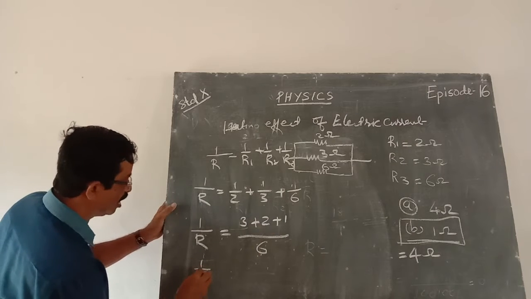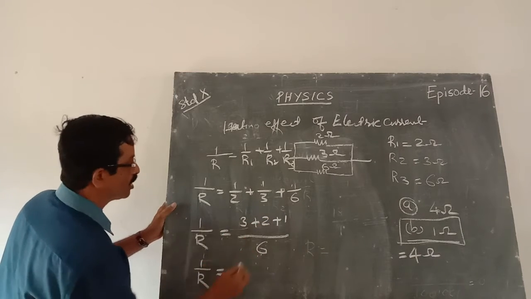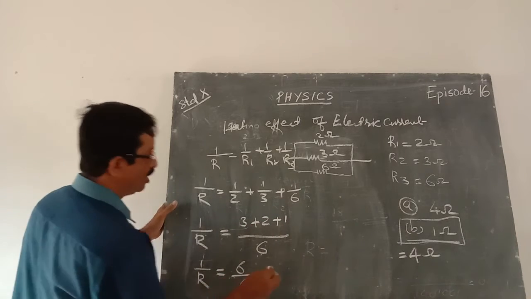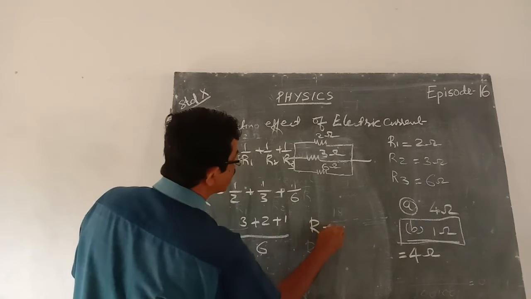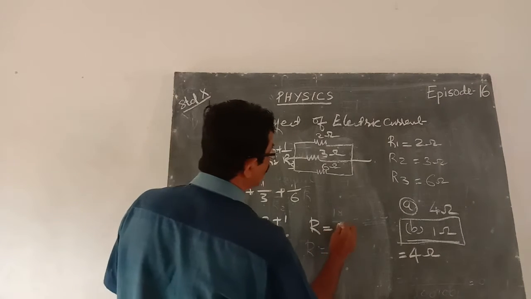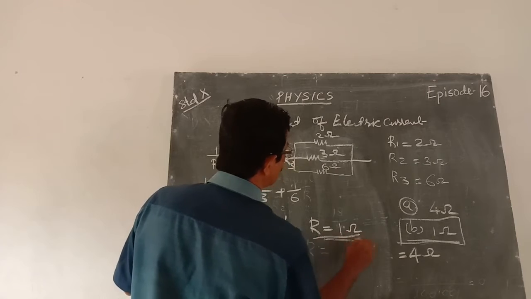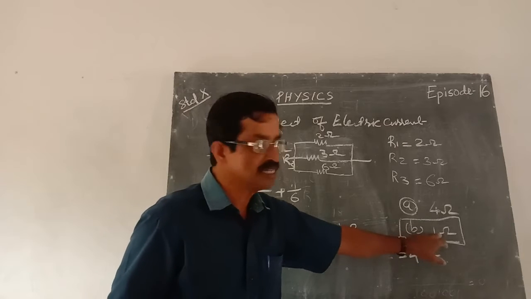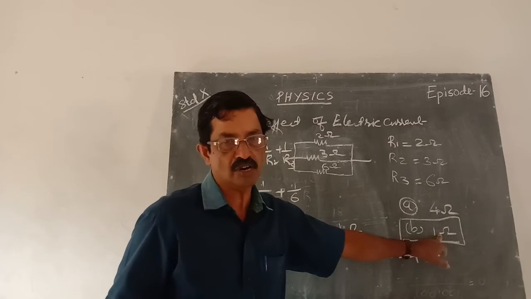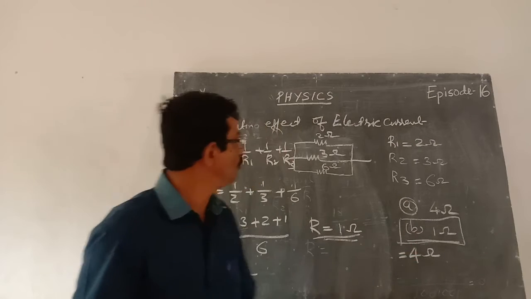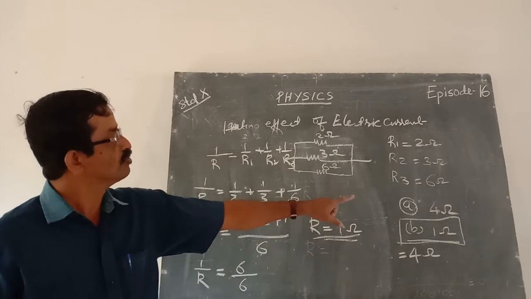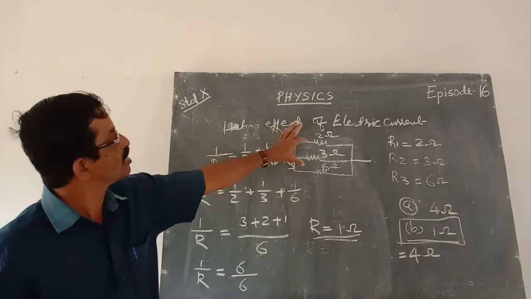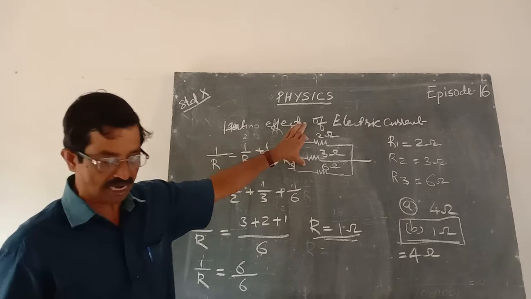That is 1 by R is equal to 3 plus 2, 5, plus 1, 6 by 6, that we can get as 1. So R, by taking the reciprocal, 6 by 6, how much will it be? 1 ohm. So we got the answer to the second question. That is, here the effective resistance or total resistance R is 1 ohm. Now we have the answers for the first and second question. Here 3 resistors are connected in parallel.